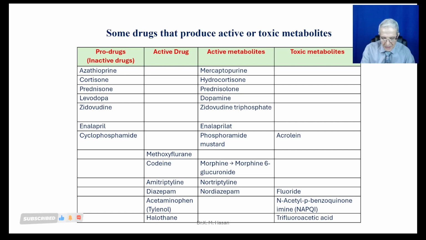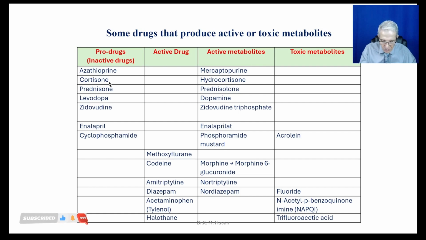This table is important for us because normally we are dealing with medication, and you can see here we have some medications considered prodrugs or inactive drugs, such as azathioprine, cortisone, prednisone, levodopa, zidovudine, enalapril, cyclophosphamide. These medications will be metabolized by the liver to the active metabolite.